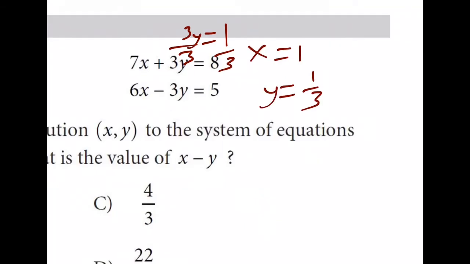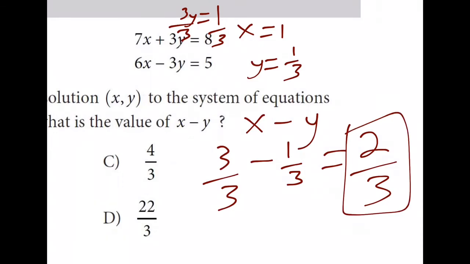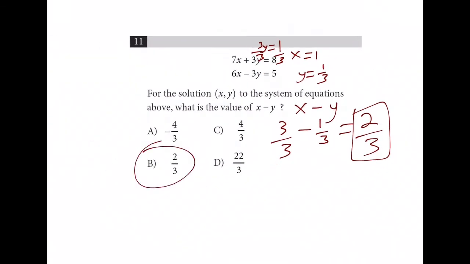Now my original question asks, what is x minus y? So what is 1 minus 1/3? Let's change 1 to 3 over 3, and now I can subtract straight across the top, and 2/3 is my answer, B.